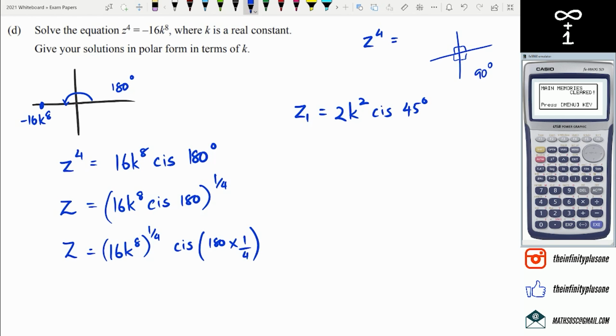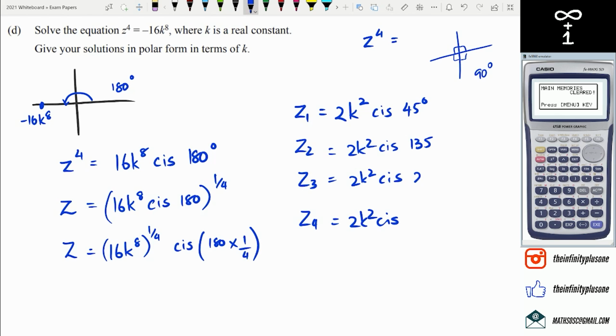So this is my first root, and because this is my first root, I've just got to add 90 degrees to all of them. Let me write this all down first: 2k squared cis of everything. 45 plus 90 is 135. 135 plus 90 is 225. 225 plus 90 is 315.